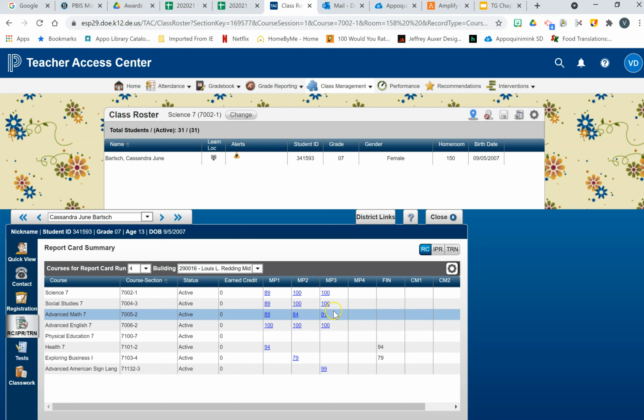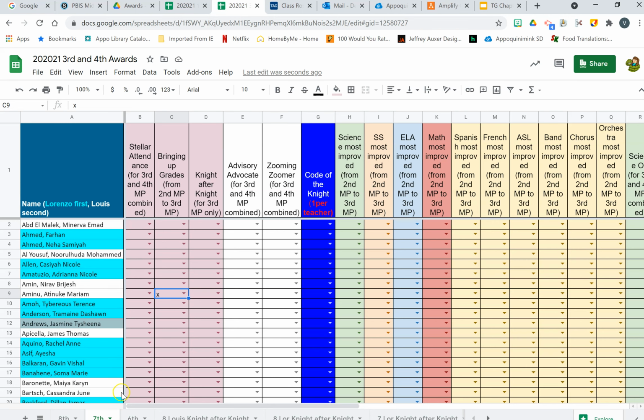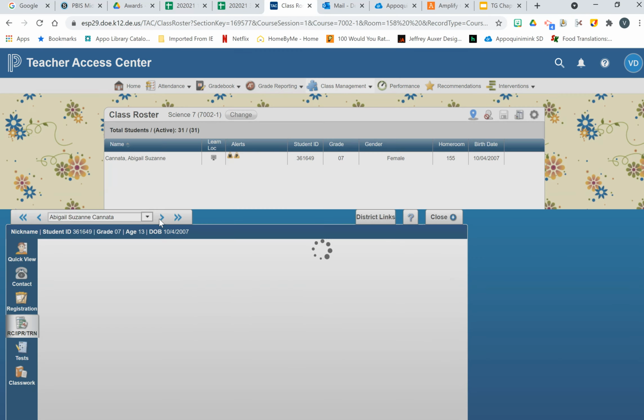So student went up in one, did not drop in any. The student gets one as well. Again, use the arrow.